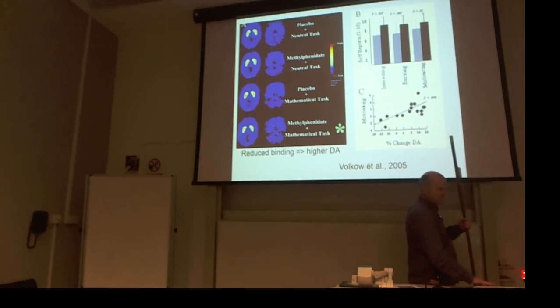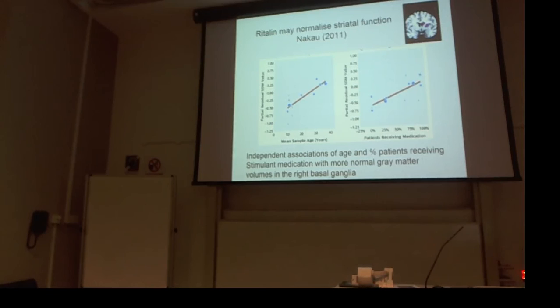And it may not just be about compensation, because it may be that Ritalin actually normalises striatal function. So this is quite an interesting study done in 2011 that showed even when they were taken off the medication, they were still actually producing more midbrain dopamine as a result of that medication than those who had not been taking the medication. So it may be that methylphenidate actually increases, even when you come off it, the amount of midbrain dopamine that you're producing.